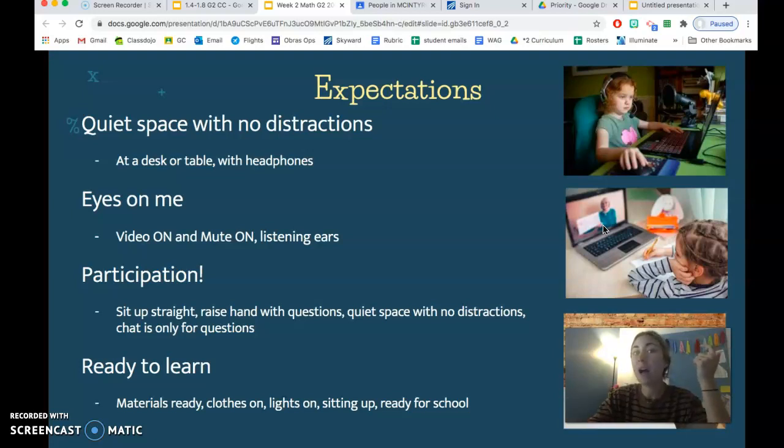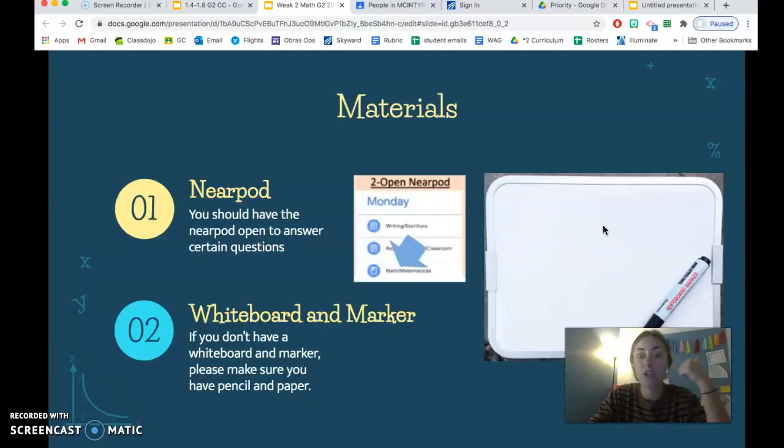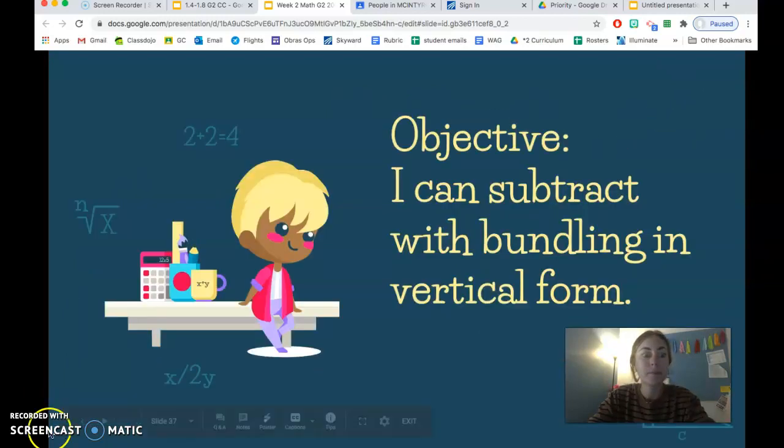And Miss Salgado and the other teachers are going to be watching your mouth to make sure that you're answering questions. So you should already have your Nearpod open because that's how you got to this video, and you have your whiteboard and marker. Today we're going to subtract with bundling in vertical form. So let's take a look at what that means.